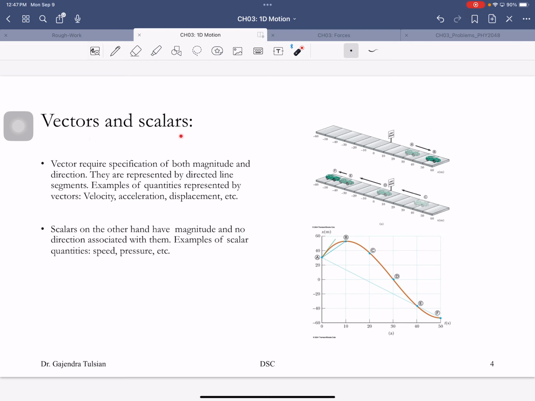We've already defined vectors and scalars. Vectors are quantities that have both magnitude and direction. Scalars are quantities that have only magnitude. Velocity, acceleration, displacement, they're all vectors. Speed, pressure, temperature, etc. are scalars.